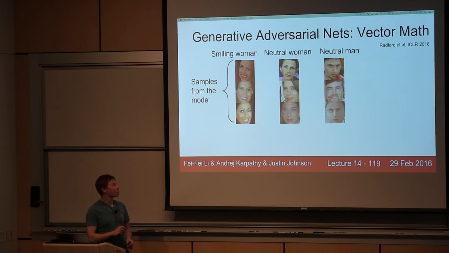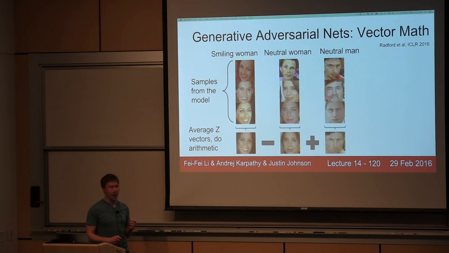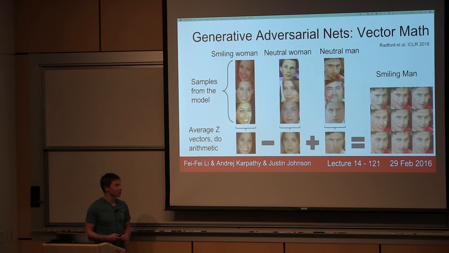Each of these was produced from some latent state vector. So we'll just average those latent state vectors to compute the average latent state of smiling women, neutral women, and neutral men. Now once we have these latent state vectors, we can do some vector math. We can take a smiling woman, subtract a neutral woman, and add a neutral man. So what would that give you? You hope that would give you a smiling man, and this is what it generates.